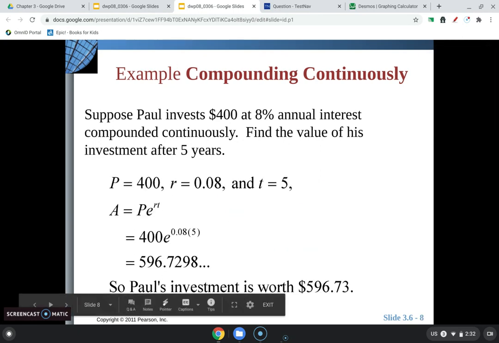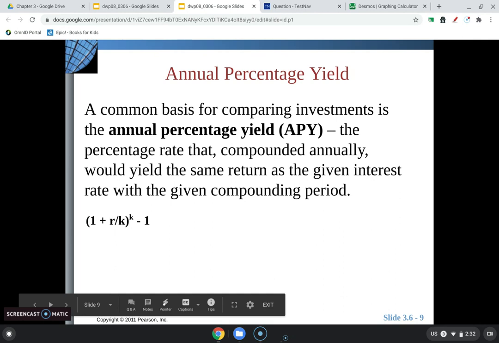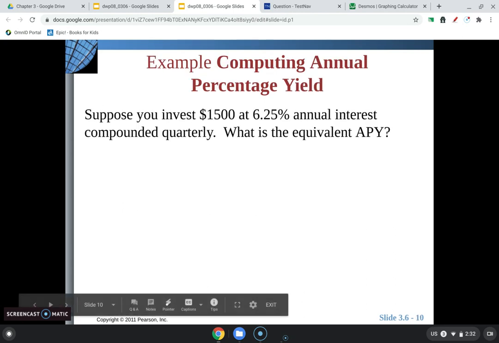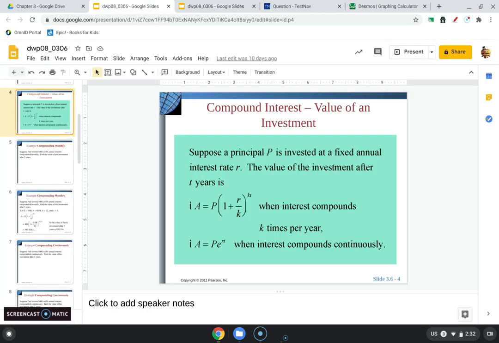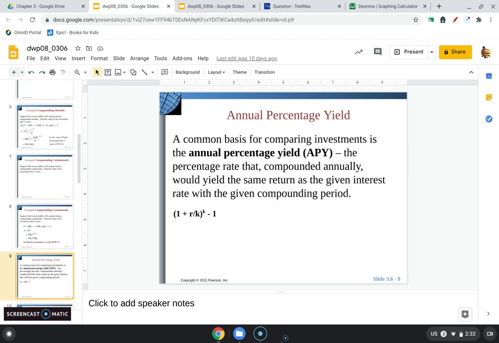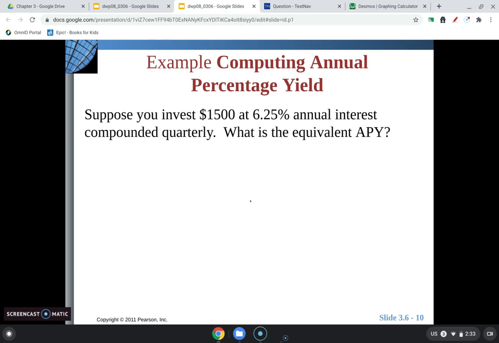All right. So all these financial equations are what we use to solve these. All right. Another one, to find the annual percentage yield. So to find your annual percentage yield, you want to take 1 plus the rate over K, to the K power, and then you want to subtract 1 from it.